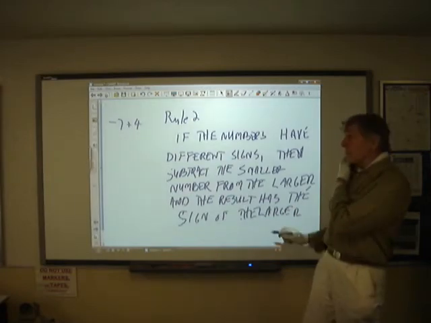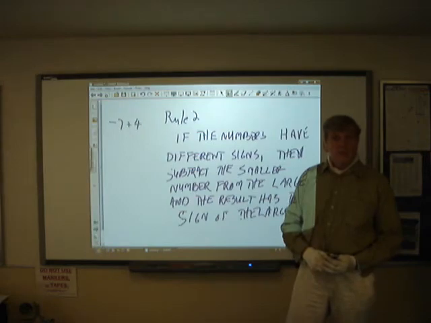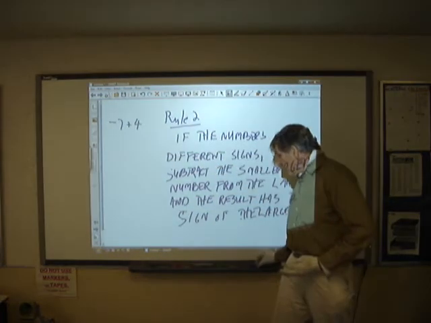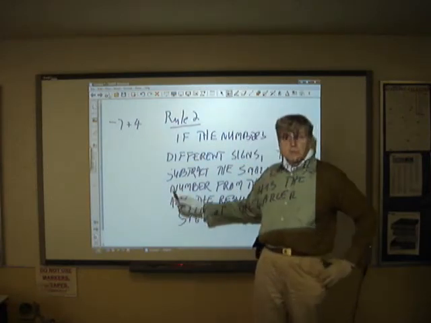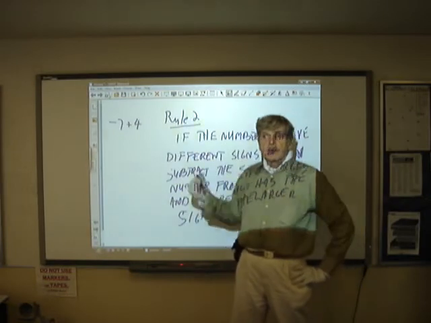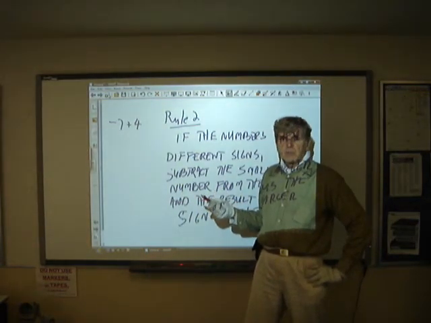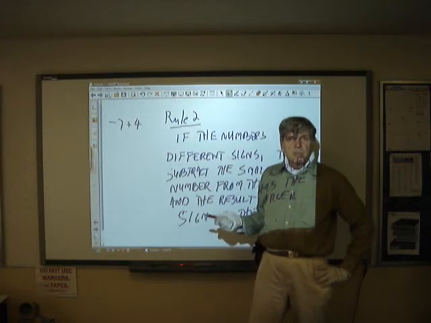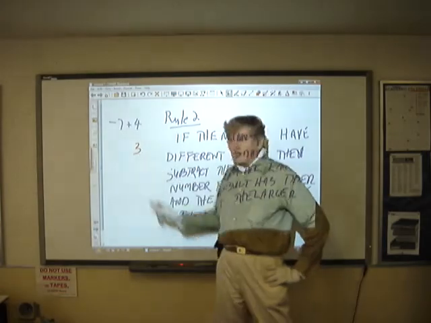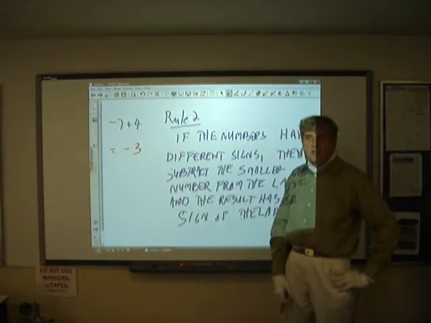So let's illustrate what we mean. If we have the minus 7 and plus 4, these numbers have different signs, so Rule 2 applies. Rule 2 states that you will subtract the smaller number from the larger, disregarding the signs at the moment, just the numbers themselves. The 4 is the smaller number, the 7 is the larger number. So we subtract the smaller number from the larger, producing a 3. And the answer has the sign of the larger, and we're done.